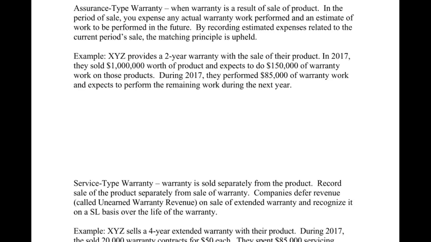Today we're talking about warranties and how to account for them. Warranties fall under the contingency portion of this chapter because we're estimating something that's based on future events that we're not certain of at this point in time.